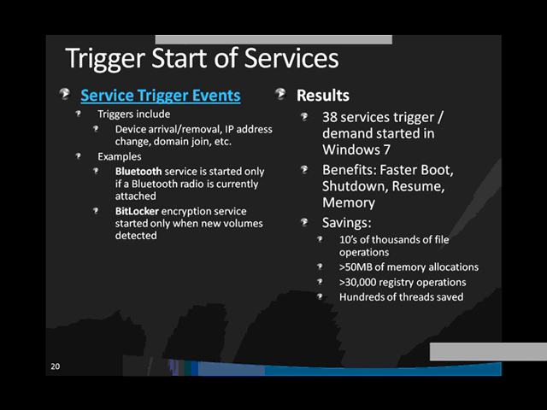Similarly, the BitLocker service starts up only when a new drive, a new volume, comes up on the system, and it prompts you whether you want to enable it for BitLocker or not, and otherwise that particular service is off. So there are a number of triggers that can include a device plugging in, plugging out, or an IP address change. When the system joins the domain, only then do certain particular services start up.